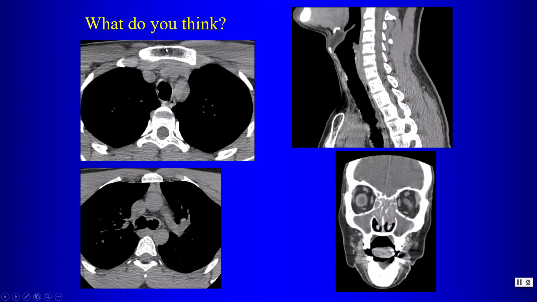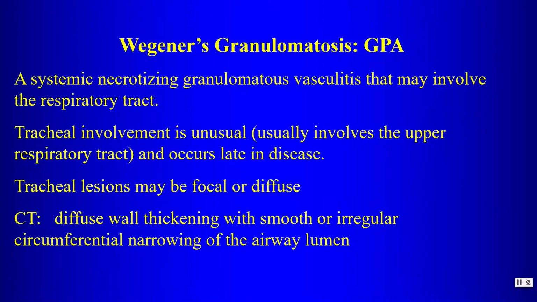Now, what about a case like this where we have some irregular thickening here of the tracheal wall? Here it seems to extend to the left main stem bronchus. And this patient also has sinusitis. How do we put those findings together? Tracheal abnormality associated with sinusitis. So Wegener's granulomatosis or granulomatosis with polyangiitis.